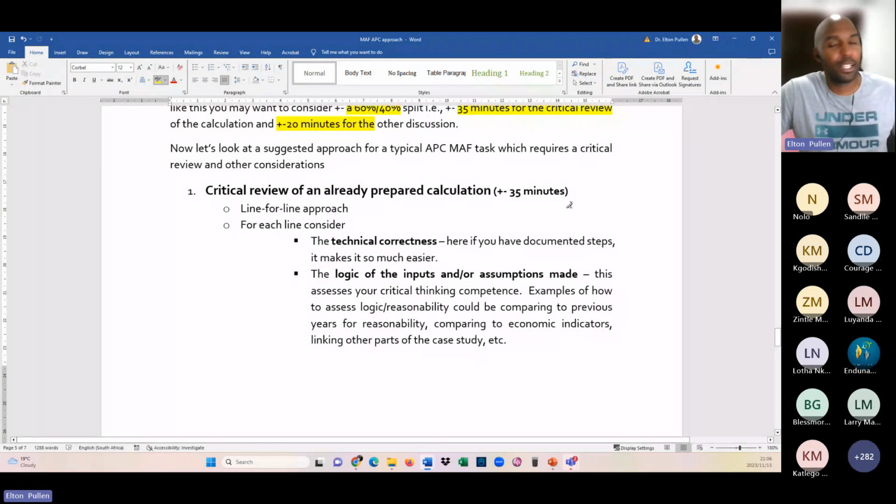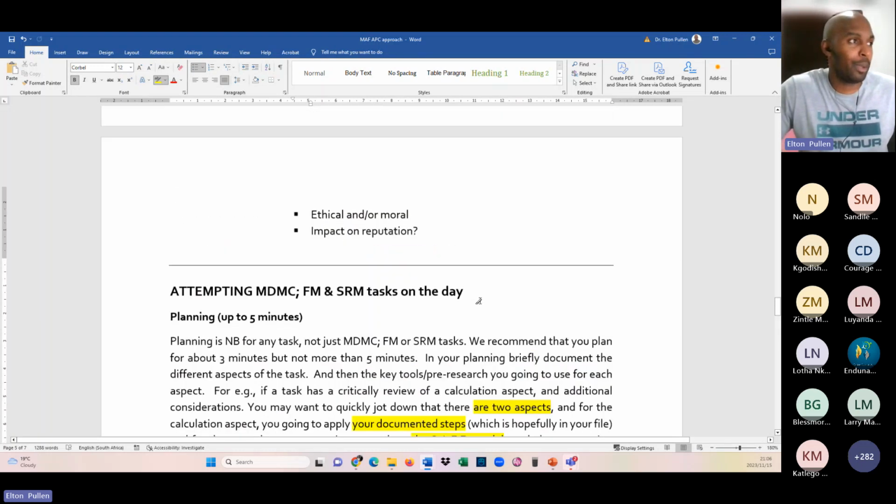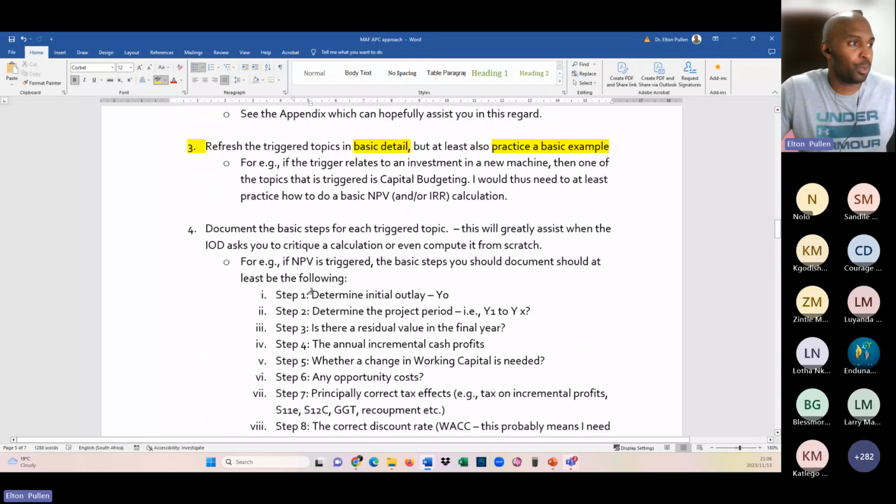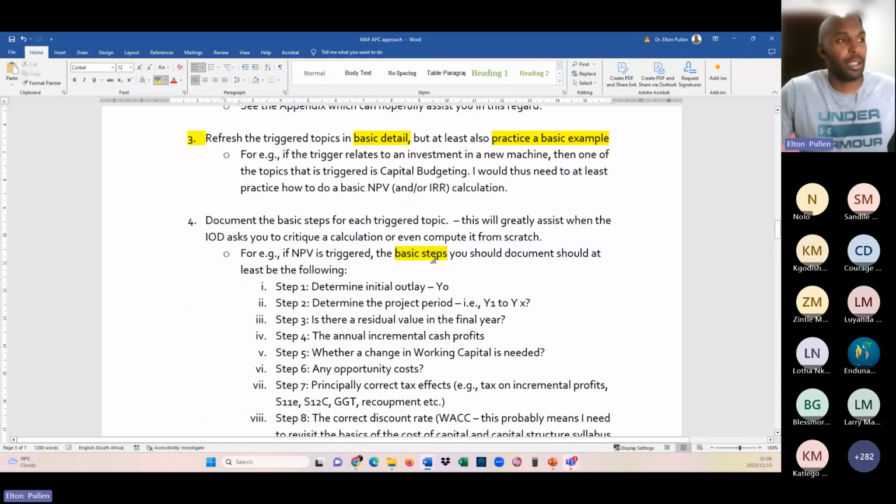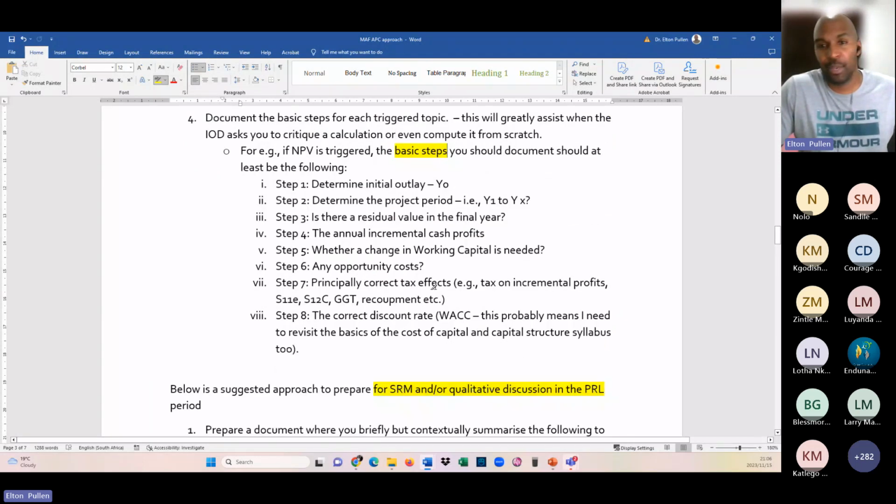So when it comes to the critical review of a calc, and you guys have heard us say this over and over before, you've got to follow a line-for-line approach. Every line of that calc that's given to you, for each line you're going to consider two things. First, the technical correctness of that line. And how do you know the technical correctness is on par? Hopefully you've picked up the trigger, and if we go all the way back here, hopefully you have the document with the steps for that calc. If you have these steps, it's going to be so easy to pick up when something is technically incorrect.